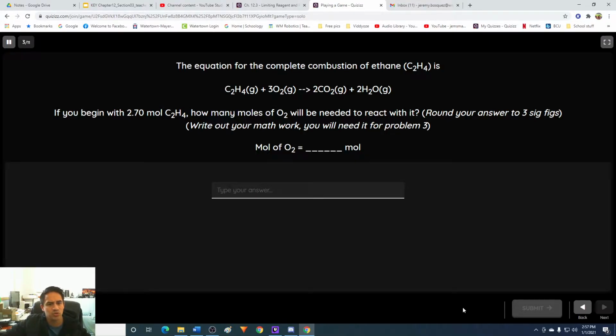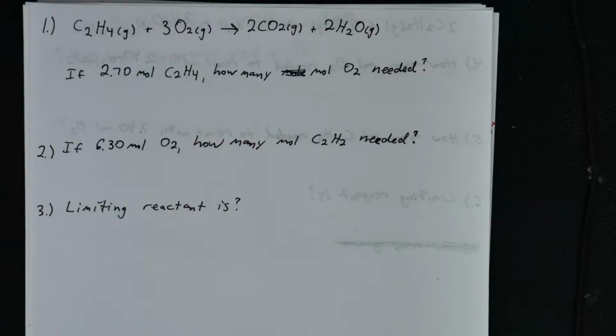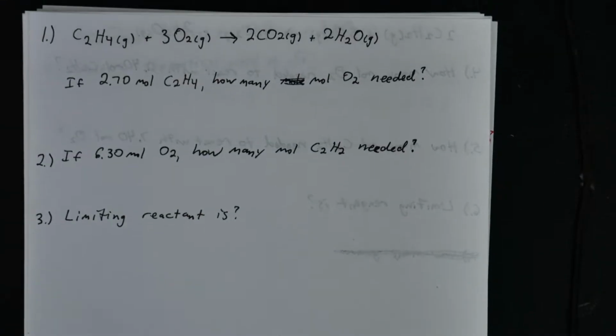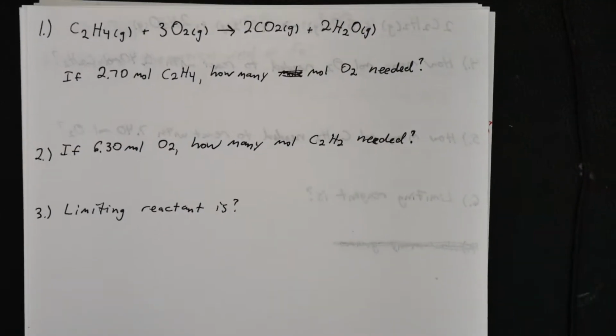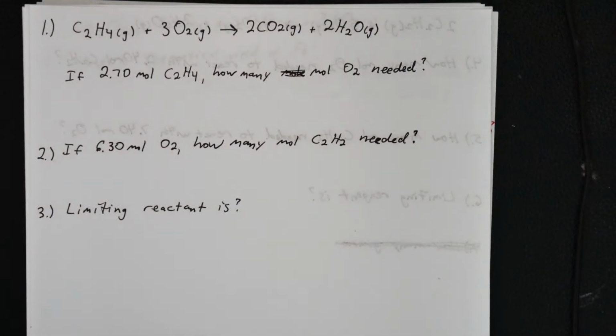If you begin with 2.70 moles of C2H4, how many moles of O2 will be needed to react with it? It says round your answer to 3 sig figs. Write out your math work. You will need it for problem 3. Okay, so let's switch over to the desk cam so that we can do this problem. And I need to turn my light on here. There we go.